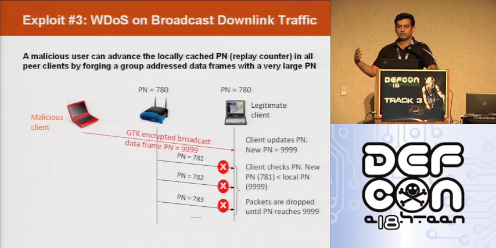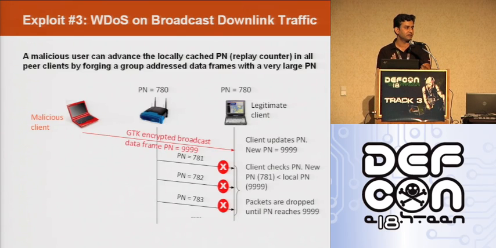But let's see what is happening at the client device. The client device finds that the numbers are too low compared to the locally saved packet number. The last saved packet number was 9,000 and I am getting 781, which means somebody is replaying packets. So the client device is going to drop all the broadcast packets whose packet number is less than its locally cached packet number. Now imagine the implication of this.